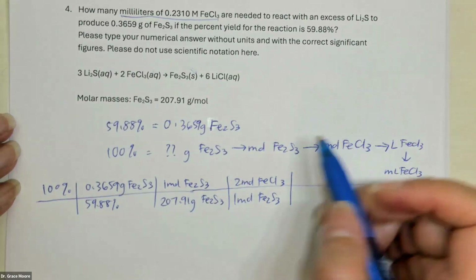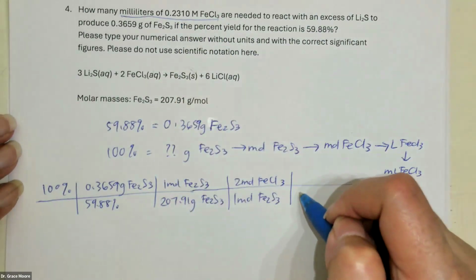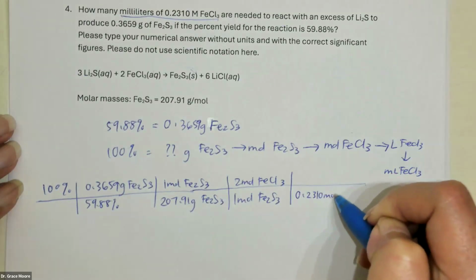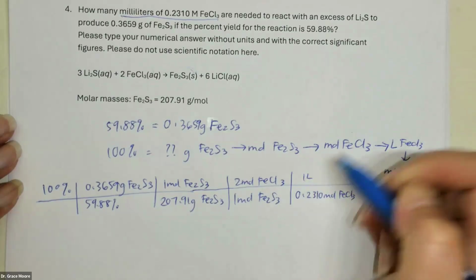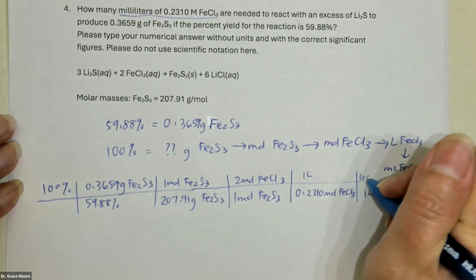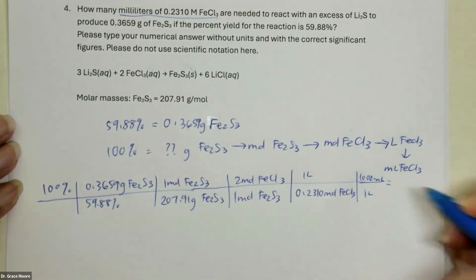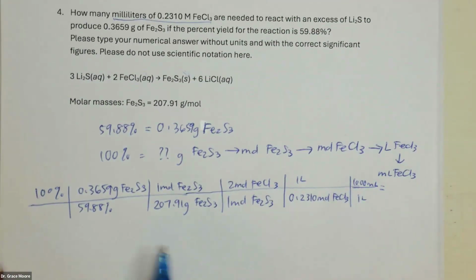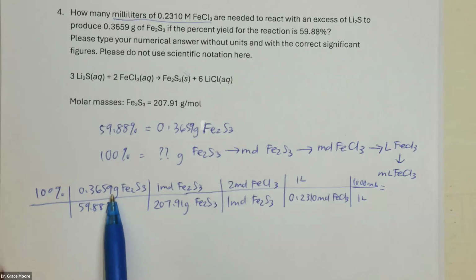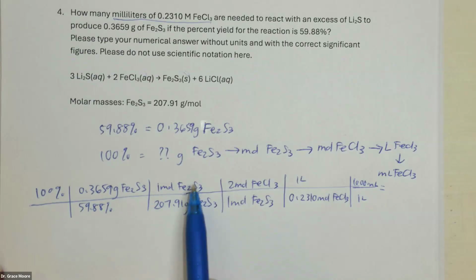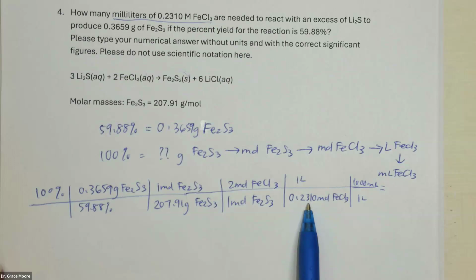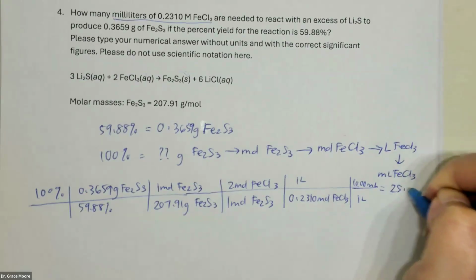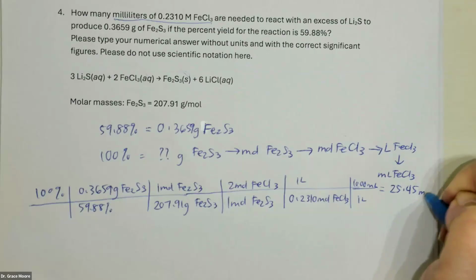And then you use the molarity of FeCl3: 0.2310 moles of FeCl3 is to 1 liter. So 1 liter is 1,000 mL. That should give us our answer. So you put it in your calculator: 100 times 0.3659 divided by 59.88 divided by 207.91 times 2 divided by 0.2310 times 1,000. And it should give you an answer of 25.45, and the unit is milliliters.